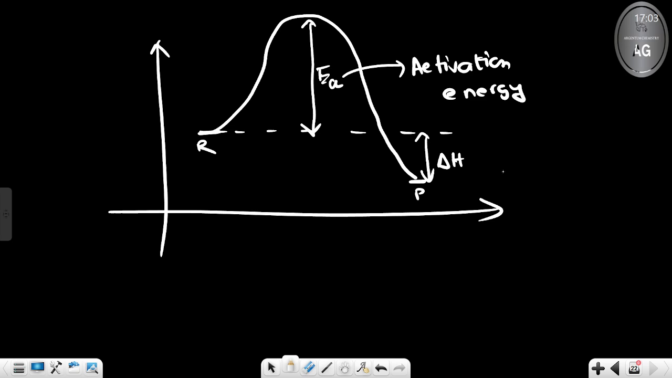Clear? This is the delta H which is released during the reaction, the extra energy that is released during the reaction. Okay, this is an exothermic reaction graph. Exo. Understood? Any doubt?